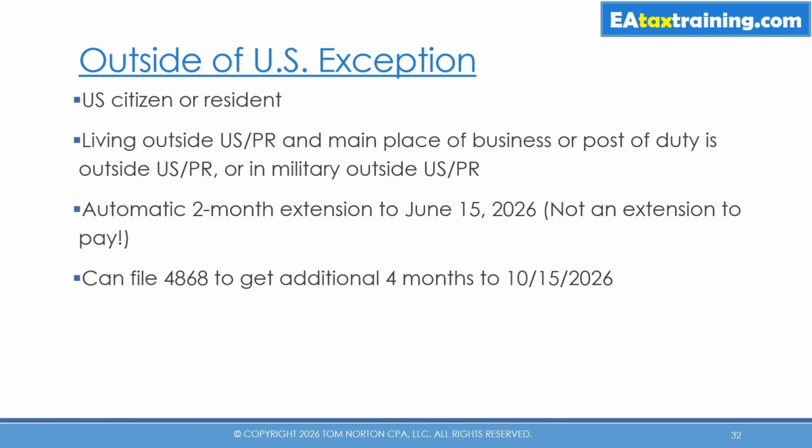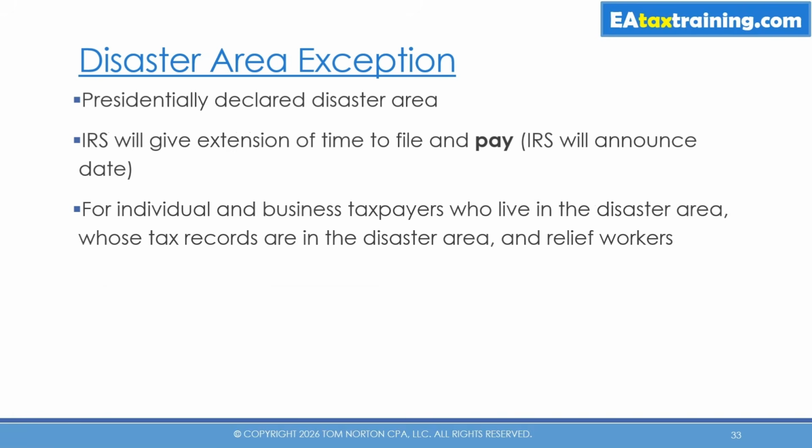Our next exception to the April 15th filing deadline is if you are in a presidentially declared disaster area, then the IRS will give you an extension of time to both file and pay your tax. I think they figure if you're dealing with a disaster, then they're going to go ahead and give you a break. The date for this is not automatically determined. The IRS will determine that date based on the circumstances.